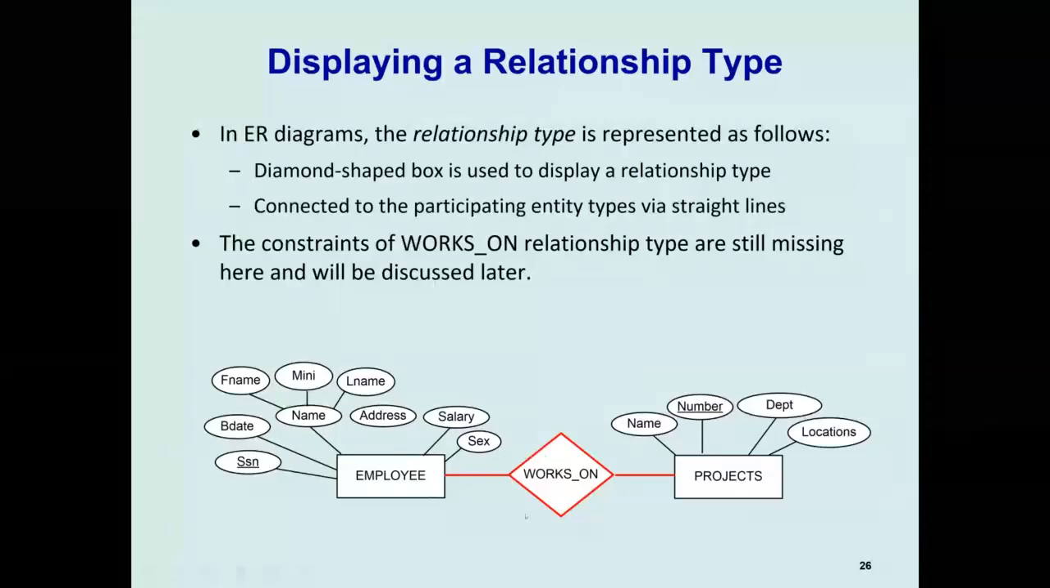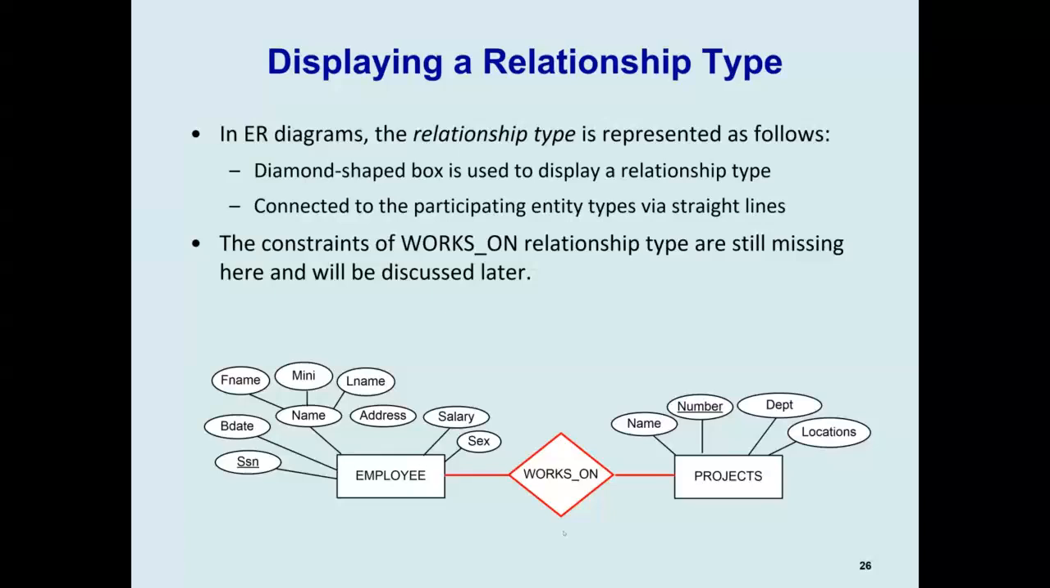And then relationship types simply specify relationships that have the same semantics and relate to the same entity types. In this case, works-on relates to two entity types, employee and project. Later we're going to discuss that for this relationship type, we also need to model its constraints, or describe its constraints, in the ER diagram. So we're going to discuss that later.